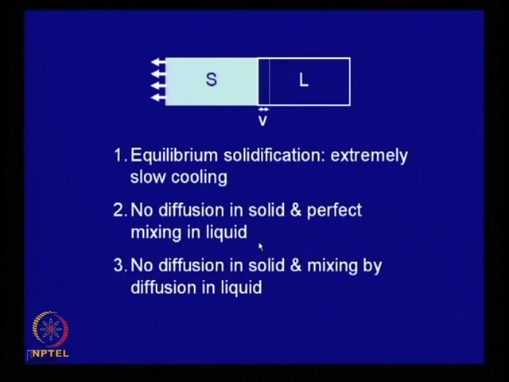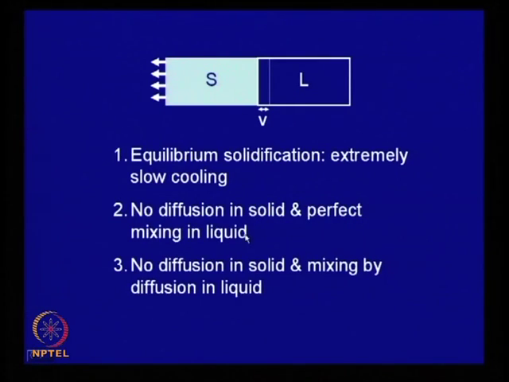In this case there is unlimited diffusion in solid, that is, diffusion is very fast. One example is either we cool it slowly, or we assume that the movement of atoms in the solid is also very fast, so you reach equilibrium through and through as you cool.